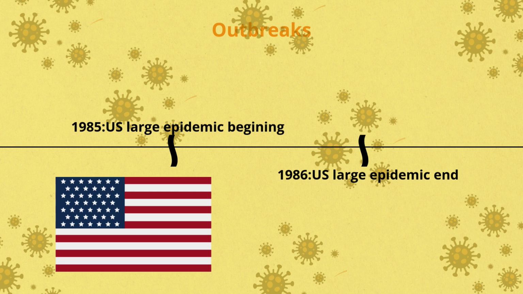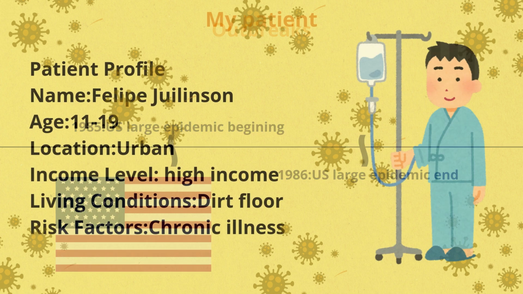Influenza B often causes seasonal outbreaks, especially in schools, affecting children and young adults. It has also caused larger outbreaks in history, like the major US epidemic in 1985 to 1986.